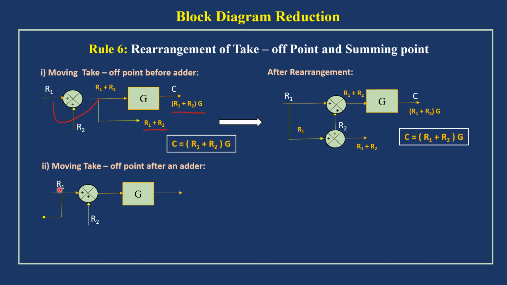R1 is given as input, R2 is given as another input for the summing point. What is the takeoff point output? It is taken from the input signal flow R1, so this output is also R1 only. And here we will find the main output. This is R1 plus R2. The main output is represented as C. C equals (R1 plus R2)G. Now we need to maintain the output of the takeoff point R1 the same. We need to get that output only.